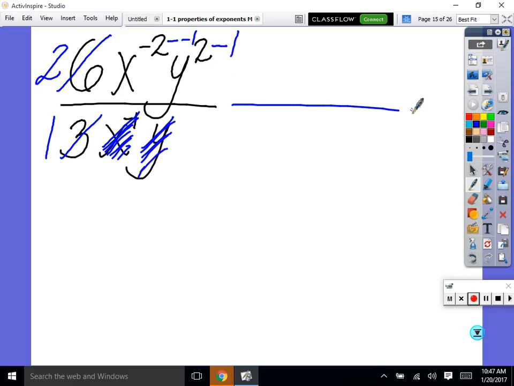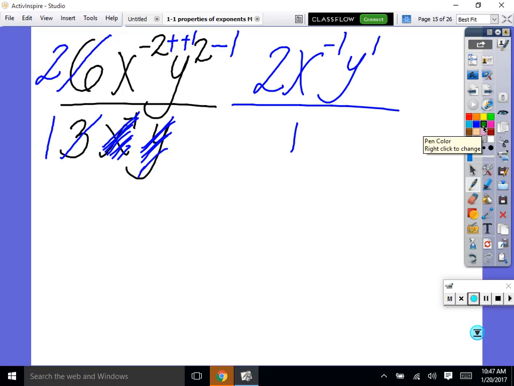Let's rewrite what we have. We have a 2 on top. We have x to the -2 minus a negative, which is -2 plus 1, right? If you're subtracting a negative, you would just make it positive. Does that make sense? So -2 plus 1 is -1. Now y to the 2 minus 1 is 1. And then left on the bottom was just a 1, correct? Okay, perfect.